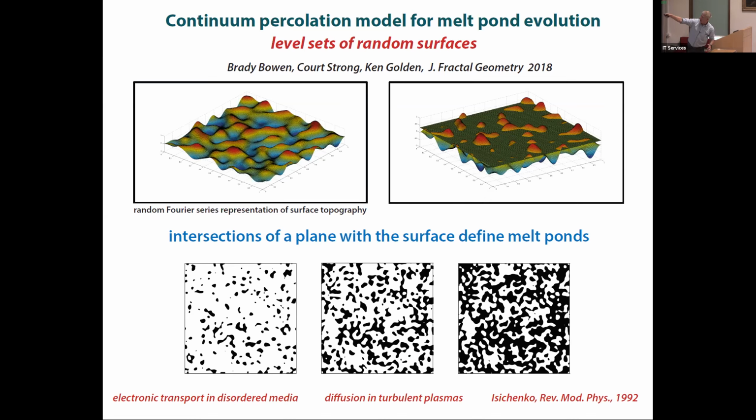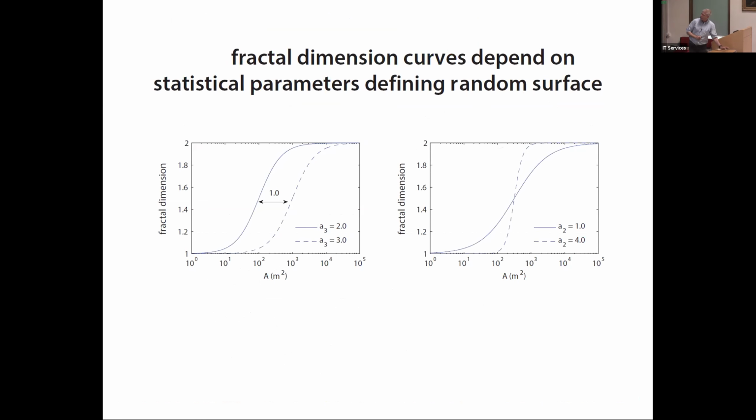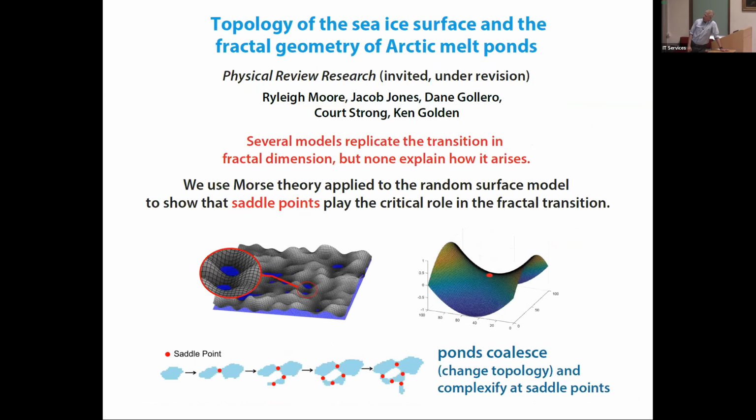But this model I learned from Isichenko, who's a plasma physicist. So we took that and applied that to melt ponds. And from the statistical properties defining the random surface, we are able to study the nature of the fractal transition. But from our perspective, nobody's really understood exactly how this fractal transition arises. There have been several models, including some of ours, that replicate the transition in the fractal dimension, but none really explain mechanistically what's happening. What is it about melt ponds that does this?